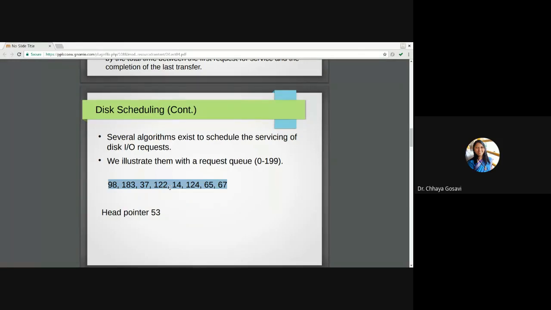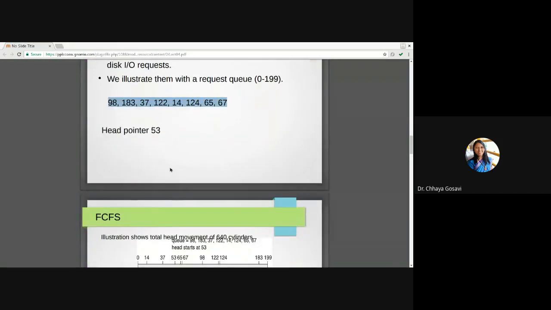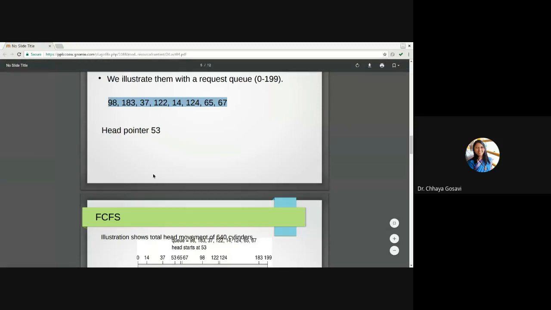So in the next lecture, we'll see all those algorithms: FCFS, then the SCAN algorithm, the C-SCAN algorithm, and the shortest seek time first algorithm. We will see all these algorithms in the next lecture.